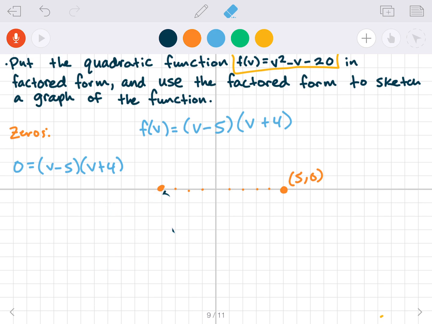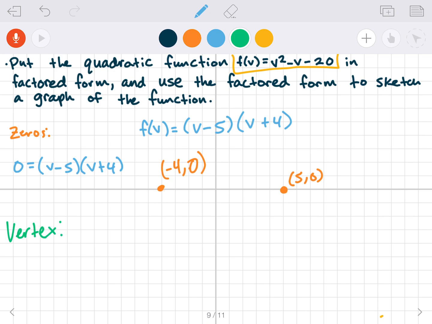And let me erase some of this stuff. Okay, so this is negative 4, 0. All right, so I got those. Let's go ahead and find the vertex to get another point so that we can have a picture.